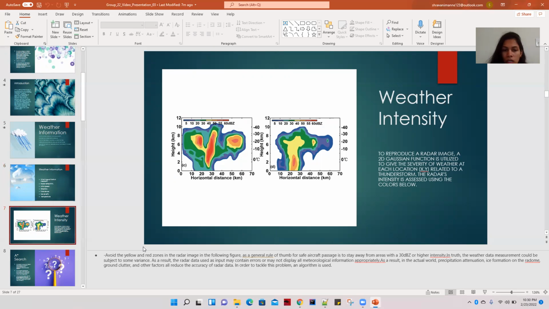So weather intensity. In this slide, we can observe that there are yellow lines and green lines. Whenever there is turbulence or weather that is affecting the aircraft, the pilot is allowed to avoid the yellow and red paths and can stay away from these areas, which have higher intensity. In the second image, we can see that the turbulence, or the intensity, is increased, which is shown in the yellow line. The accuracy of the data provided here can be controlled by moving away from these yellow and red paths.